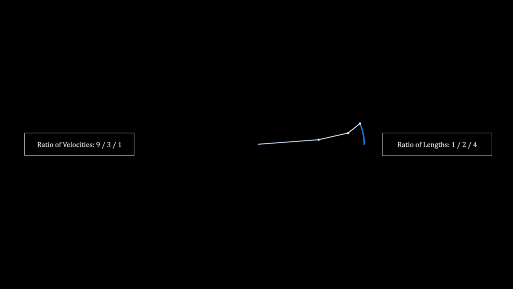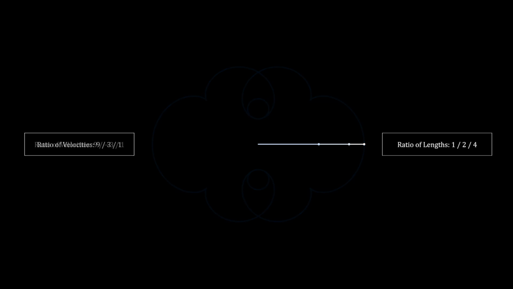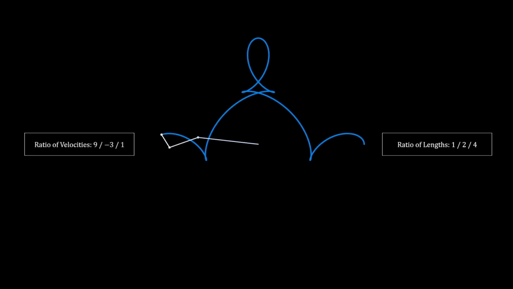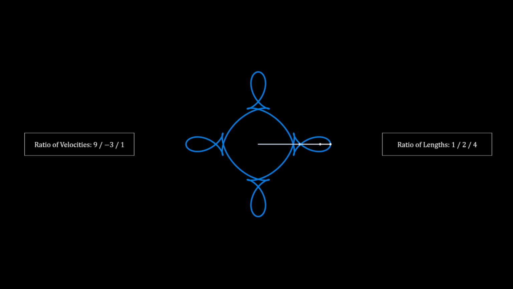This time, we'll use powers of 2 in our ratio of lengths and powers of 3 in the ratio of velocities. We'll start with all 3 vectors rotating counterclockwise. This produces a cool shape, but let's rotate the second vector clockwise. In my opinion, the shapes are more beautiful when at least one of the vectors is rotating clockwise. Let's zoom out and observe how the length of each vector affects the shape.